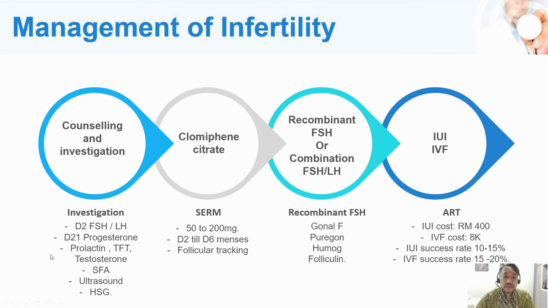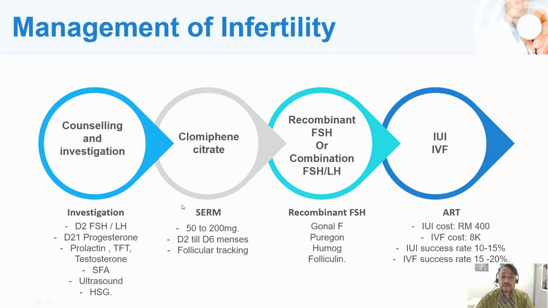Okay, once all the results are in, you have the diagnosis of infertility and the causes of the infertility. The majority of it is anovulation, right? So you are going to induce the patient with ovulation induction drugs. You have two groups of drugs. Number one is the SERM drugs, which is clomiphene citrate, and then the higher drugs such as recombinant FSH.